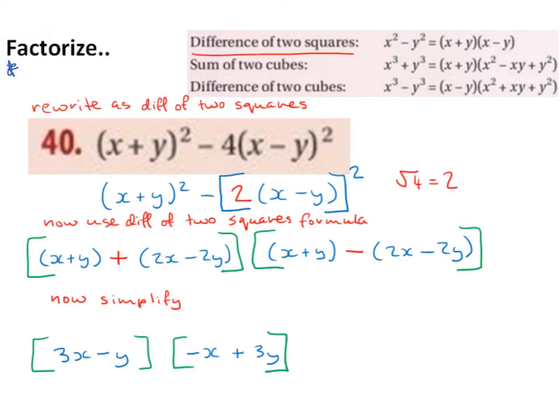x plus 2x is 3x, y plus minus 2y is minus y. And then x minus 2x is minus x, and y minus minus 2y is going to be 3y, because a minus stuck onto a minus gives us a plus.